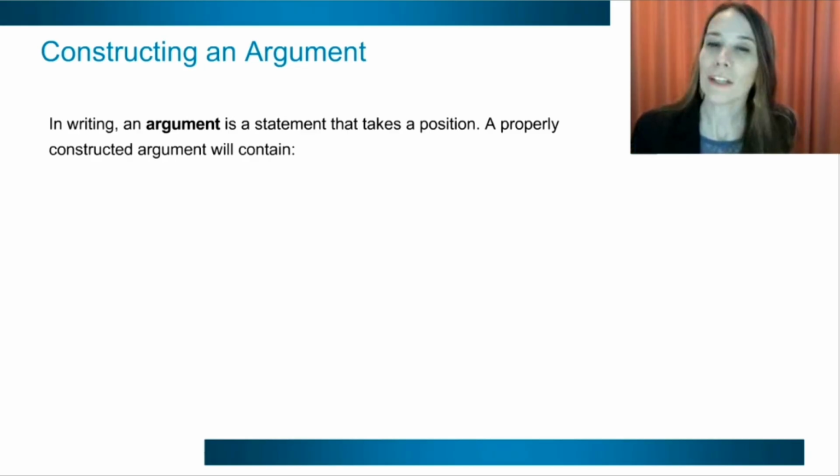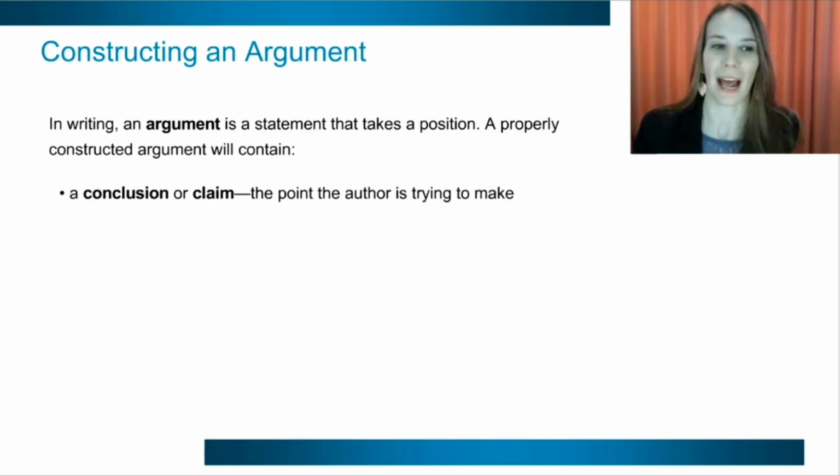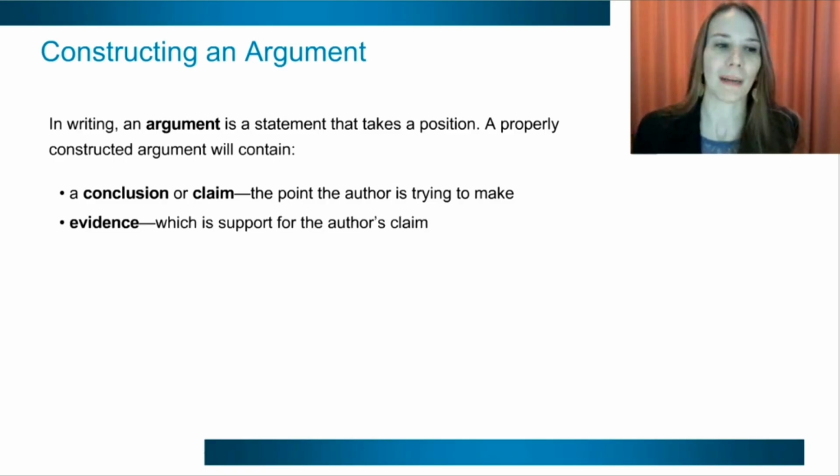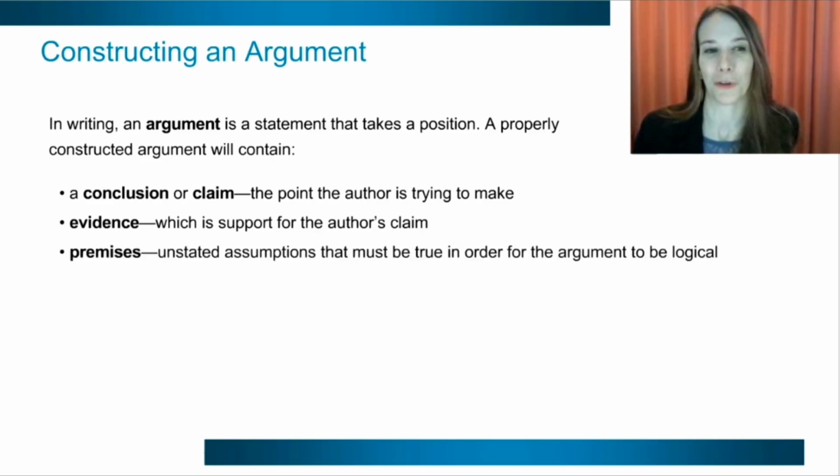Now, a properly constructed argument is going to have several different elements. First, it'll have the claim. This in and of itself is the main crux of the argument. This is the point the author is making. This is the argument the author is presenting. Of course, if you just have a claim but you don't have anything to back it up, what you're really stating is your opinion. So for it to be an argument, you also have to have evidence. And this is the support that the author is using to back up his or her claim.